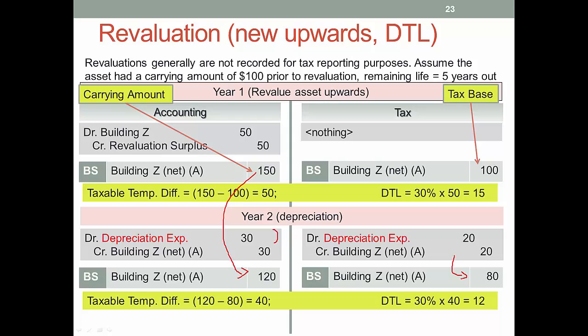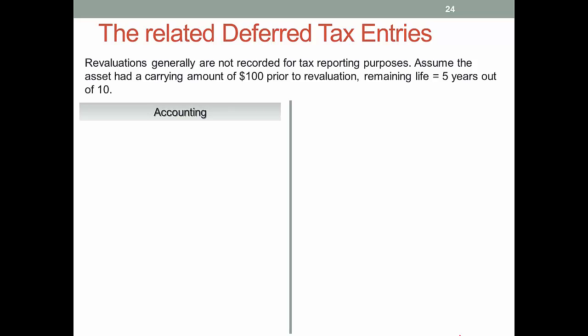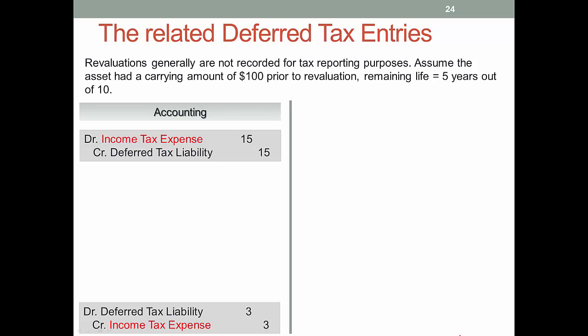So in this case, in the second year, we've still got a taxable temporary difference. Carrying amount is bigger than tax base, but now it's 40. Multiply that by the tax rate, that gives a DTL of 12. If you look at the deferred entries, income tax expense increases by 15 when we record the DTL, and in the next year, part of the DTL moves away. And the rest will move away over the remaining years of depreciation, or as a result of a different profit on sale if you sell it earlier.